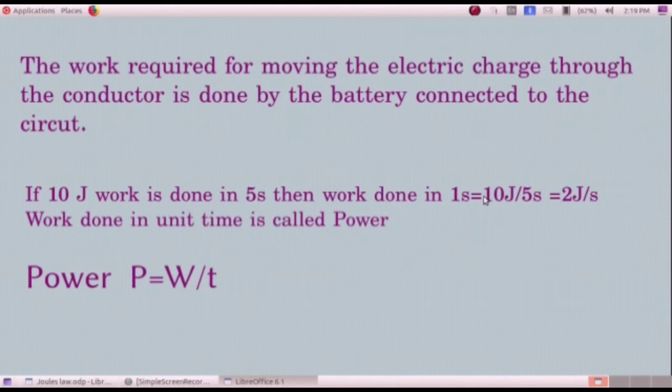Total work by total time, we get the work done in 1 second, and that is called power. Work done in unit time is called power, and we calculate it by dividing total work with total time. Power P is equal to W by T.